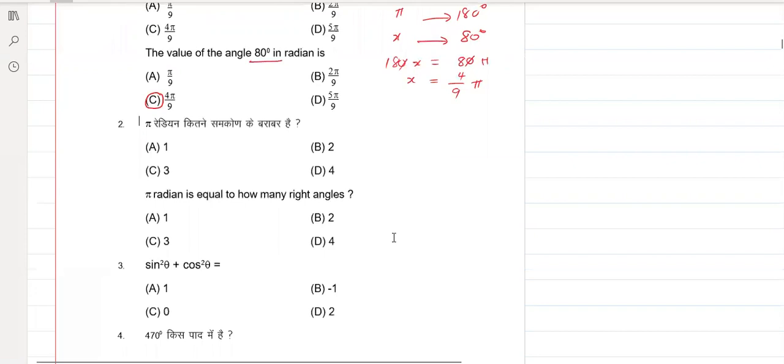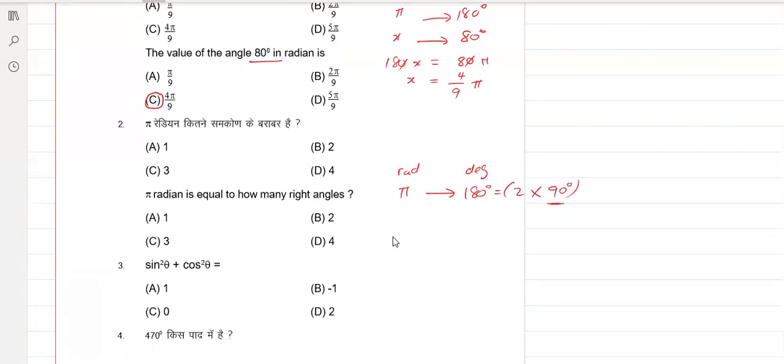Right. So question 2, guys, we're looking at pi radians is equal to how many right angles? So remember, pi is 180 degrees. This is the radians. This is the degrees. It's basically a theoretical question. So 180 degrees will give you 2 times 90 degrees. So what we have? 2 right angles. Remember, 2 right angles. So the answer will be B. Right. Let us look at question 3, guys.